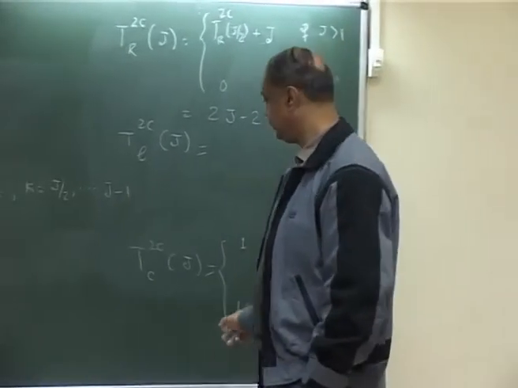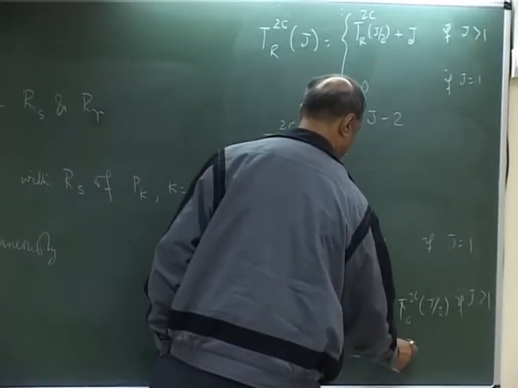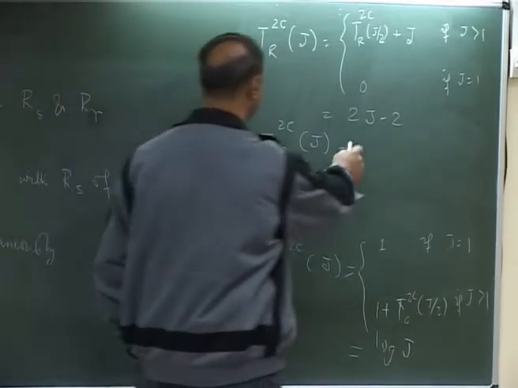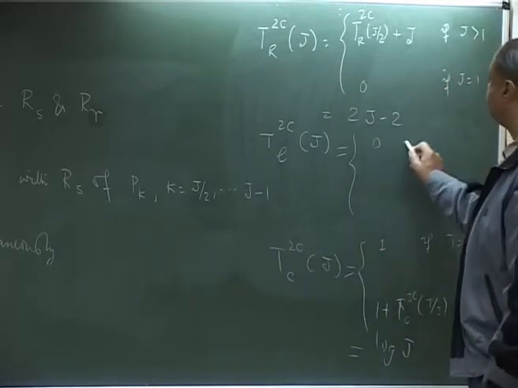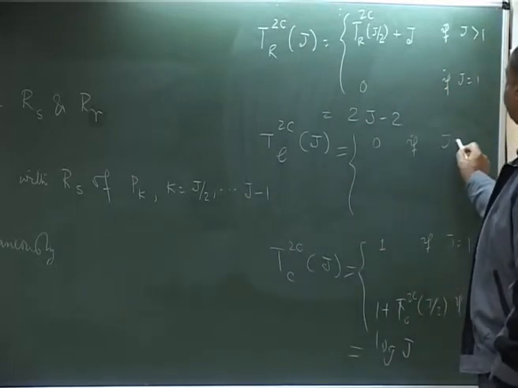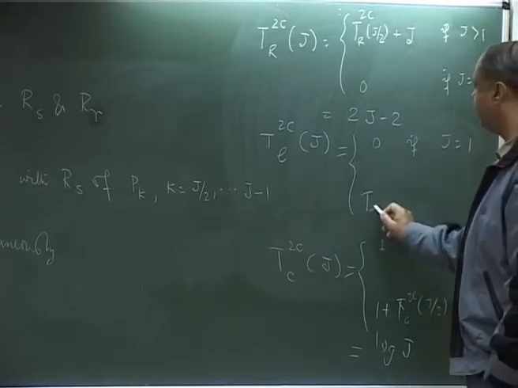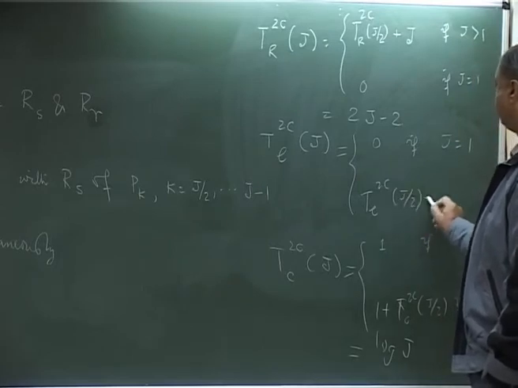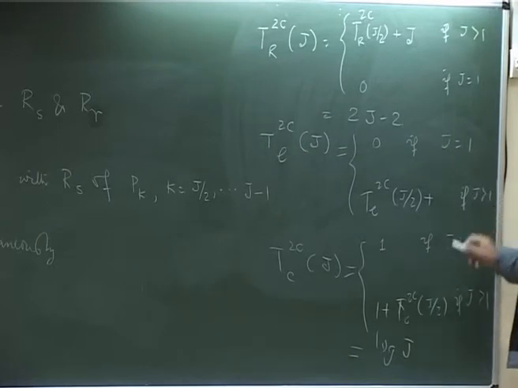Yes. And this solution is known to you. This solution is log J. What about here? There is no exchange operation, so 0 if J equals to 1. This side I will be writing PE2C J by 2 plus, if J greater than 1.